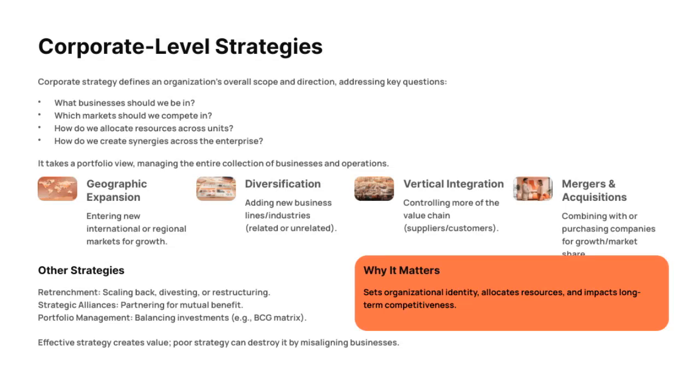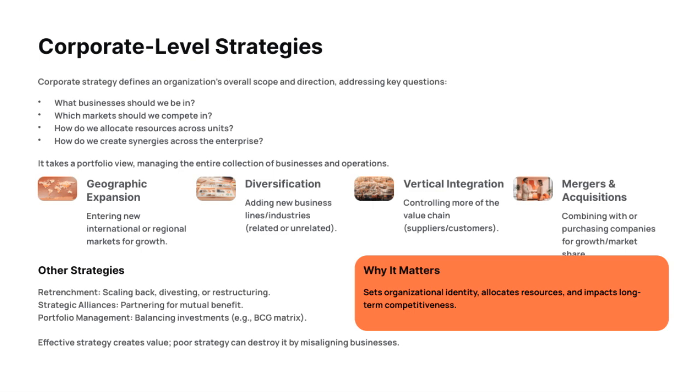Effective strategy is all about creating value for the organization. When a strategy is well crafted, it aligns the business's activities and resources to achieve long-term success. But if the strategy is poor or misaligned, it can actually destroy value by causing confusion or misdirection. That's why setting a clear organizational identity is so important, as it guides decision-making and resource allocation. It also directly impacts how competitive you will be over the long term. Now, let's look at some specific strategic approaches.